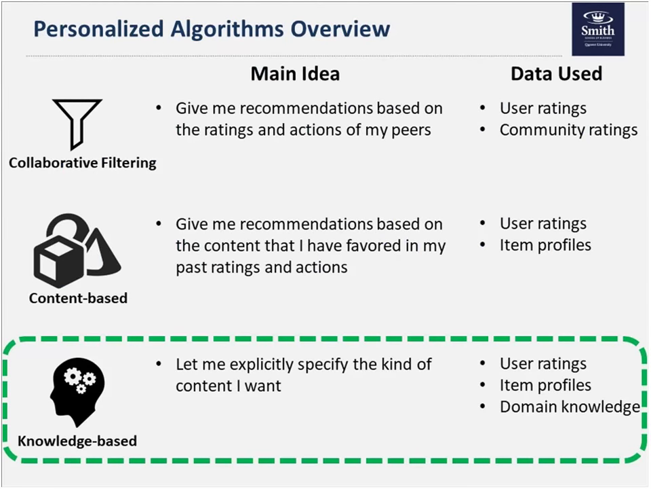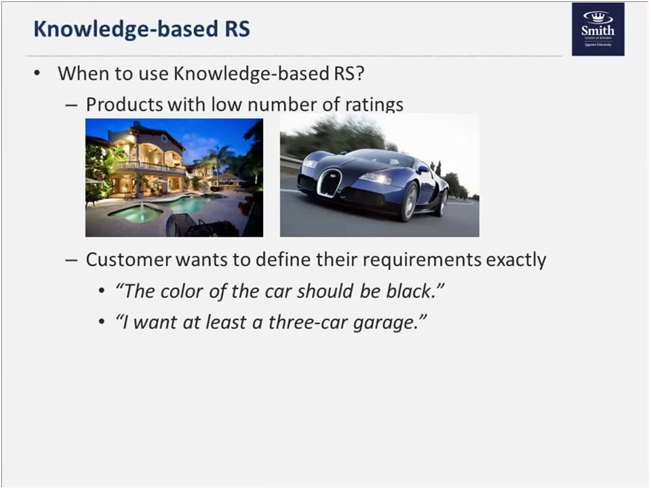And finally, there's the knowledge-based class of algorithms. And again, this is where the user specifies exactly what they want, and then the algorithm just goes and finds all matches. So when do you want to use a knowledge-based? Basically, you need to use it when the products you're trying to recommend have a very low number of ratings. So think of a luxury mansion in Miami.